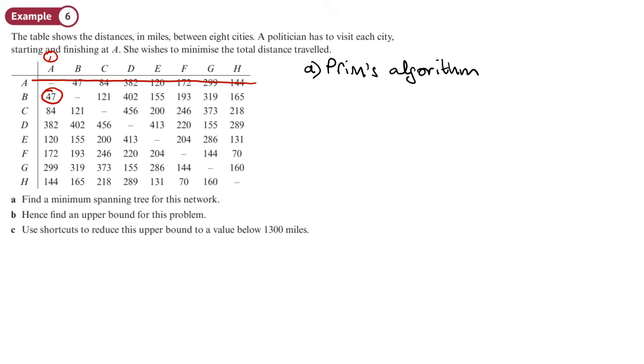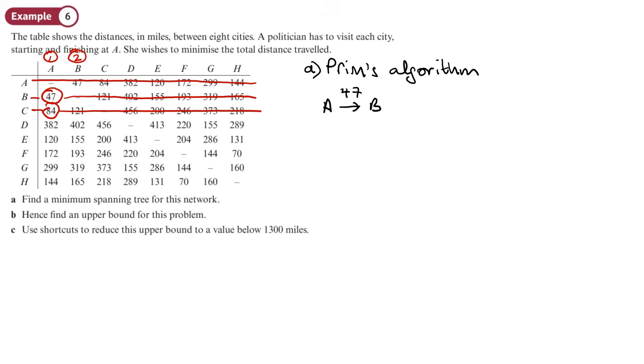So we know that we start at A, we're going to B, and that's going to be 47 miles. We want to see where to go from B, so we label column B2 and we cross out row B. Now looking at both rows A and B, where do I find the smallest weight? The smallest weight is C there, which is 84. So the next town we go to is town C, and that's going to take 84 miles to get there.